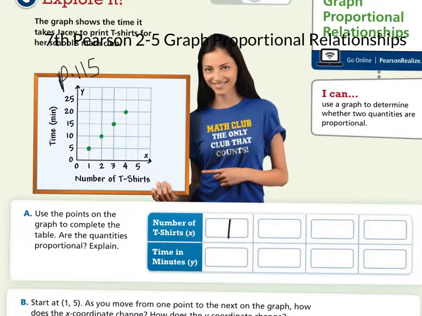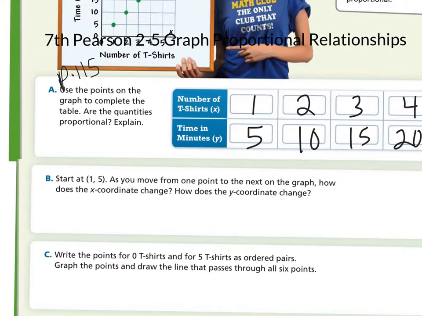So if we look at the graph here, by looking at the graph we can see that one t-shirt takes 5 minutes, 2 t-shirts takes 10 minutes, 3 is 15 minutes, and 4 would be 20 minutes. Okay, so just filling in based off of what's on the graph there. And then the next question is whether these are proportional.